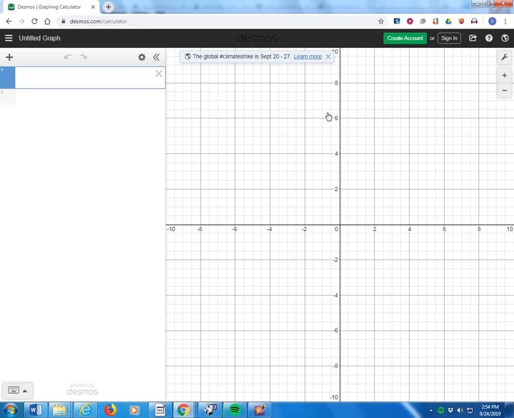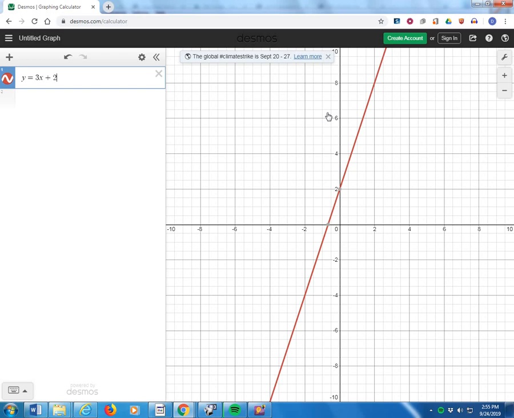Okay. So what I want you to do is just type in an equation, and I'll give it to you. Y equals 3x plus 2. Everybody have that in? Okay. We can look at this graph and review what we've been learning.